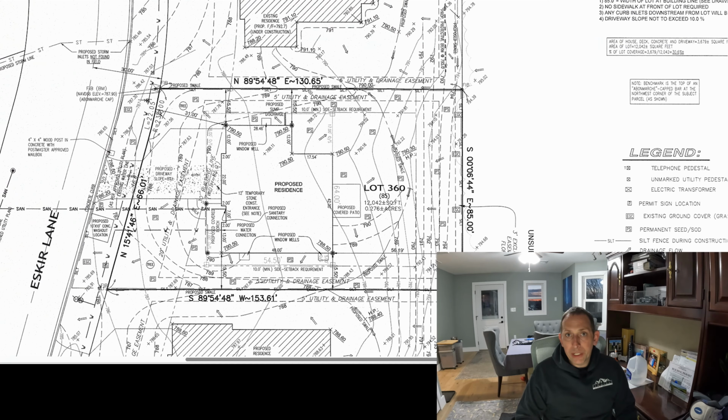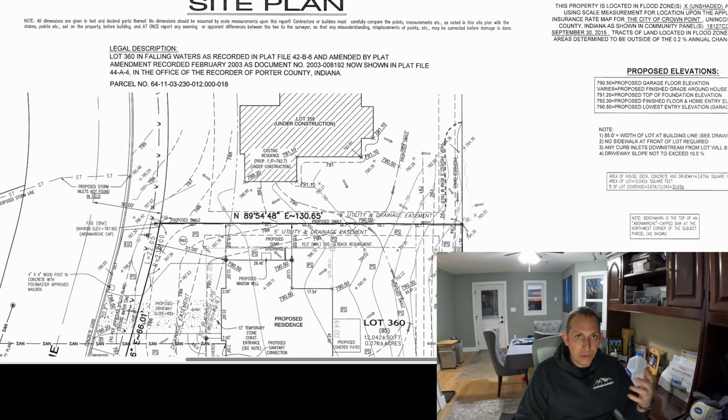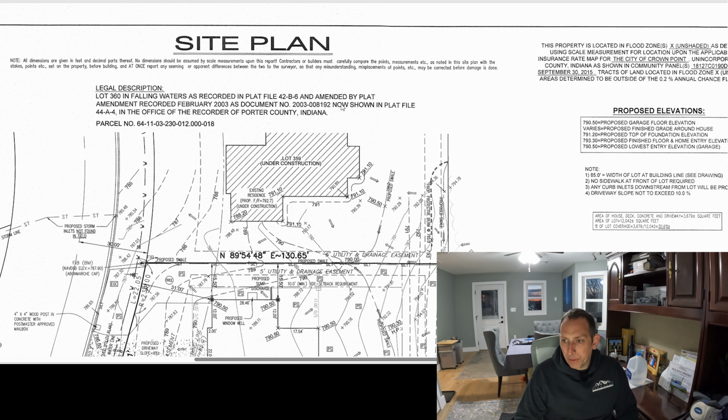So what we have here on the screen now is the site plan for 85 Esker, which is the Build Your Own House project we're working on. And we're just going to go down some of the basics of it, right? It's got the legal description for what it is.